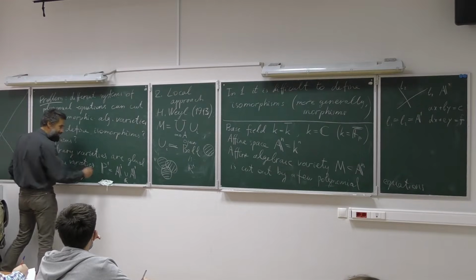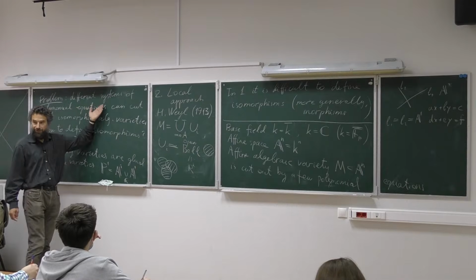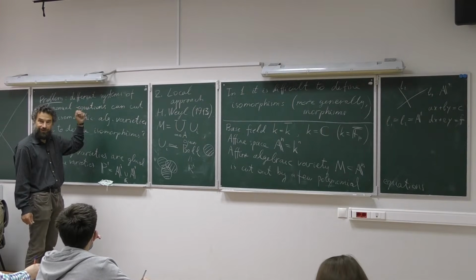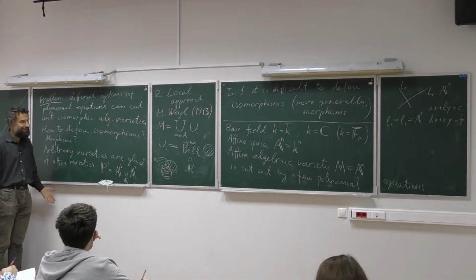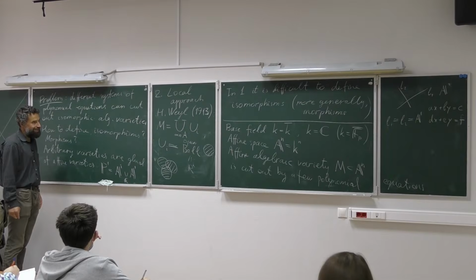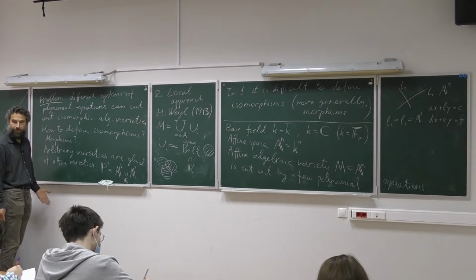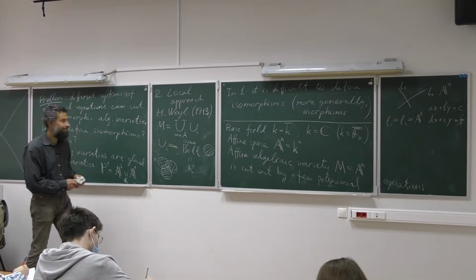So we desperately need the notion of morphisms, and with this global definition as closed subvarieties in an affine space, we don't have it. It's impossible to have a notion of morphisms that one can work with. Okay, so we need some other definition.